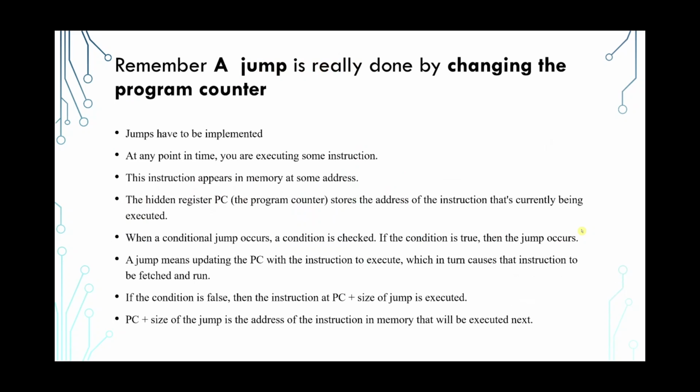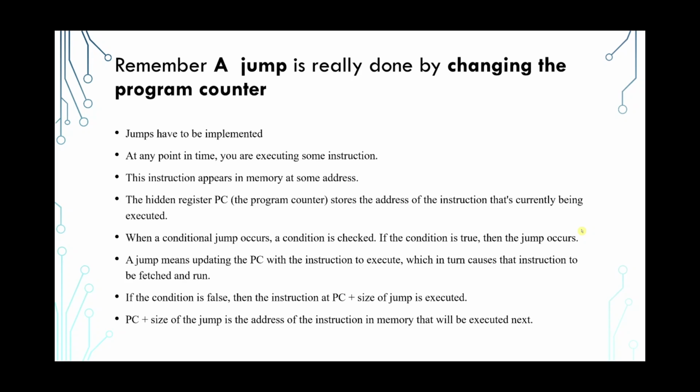So, remember, the jump is really done by changing the program counter. Jumps have to be implemented at any point in time you are executing some instructions. This instruction appears in memory at some address. The hidden register PC, the program counter, stores the address of the instruction that is currently being executed. When a conditional jump occurs, a condition is checked. If the condition is true, then a jump occurs.